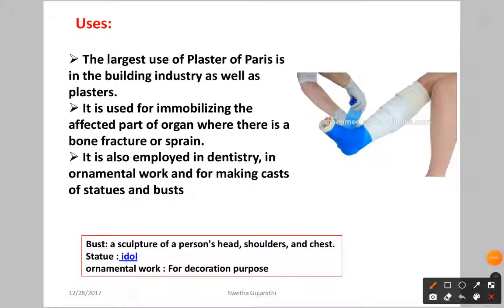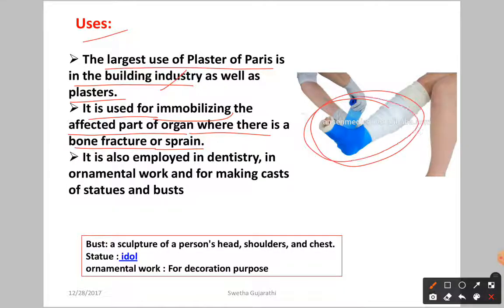And we see the uses. Here the largest use of plaster of Paris is in the building industry and as plaster. So you are going to use it in building construction and plasters. It is used for immobilizing the affected part of organs where there is a bone fracture or sprain. As you know very well, plaster of Paris is used when a bone fracture or sprain comes.